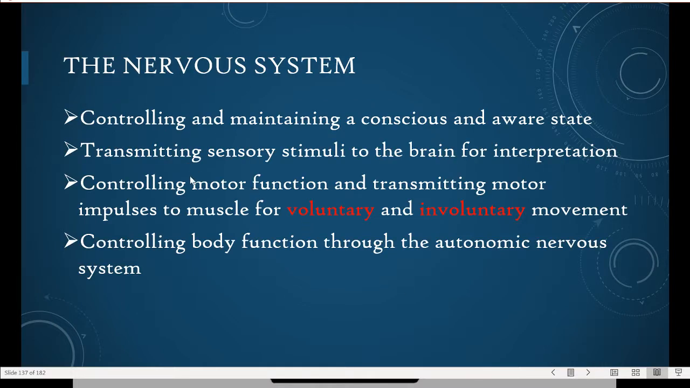All right, so we have the nervous system, and the functions of the nervous system. It's really big on communications. The nervous system is responsible for sending out communication and receiving communication, controlling motor function and transmitting motor impulses.